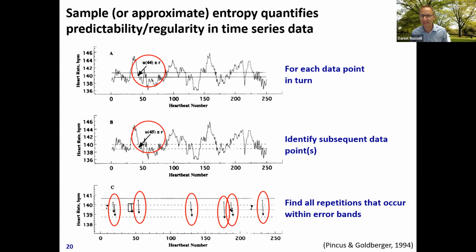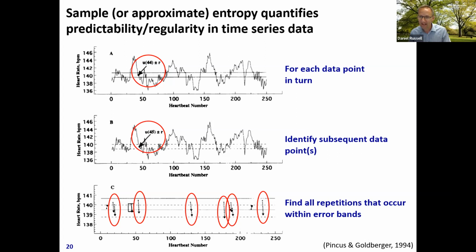So can you predict? And the idea is, here we've got an example of a data point at heartbeat number 44, and you look at how it changes between 44 and 45. And then you just raise the question: how often does that happen? If it happened a lot, then you would have a nice predictable signal. So it's relative to how much data you've got, and you're able to compute a probability. How many of these sequences do you see repeated?